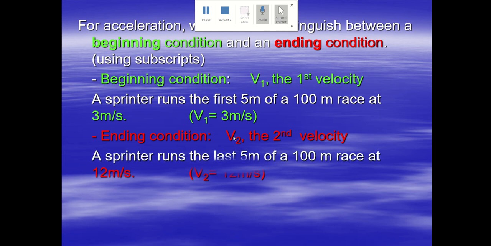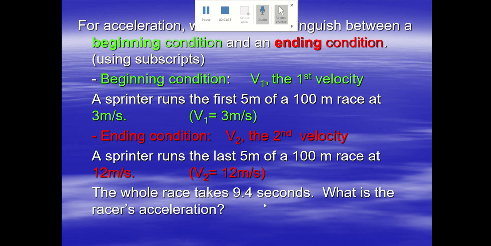Okay, so let's see what they say. A sprinter runs the last 5 meters of a 100-meter race at 12 meters per second. So they accelerated, they changed their speed. In this case, they sped up. They went from 3, that's the beginning condition, to 12, that's the ending condition. So on your paper, where it says V1, you should write 3 meters per second. Where it says V2, you should write 12 meters per second. We're in the first box, okay? So we got the same question here. A sprinter runs, okay? So that's where we are. We've got V1, 3, V2, 12.